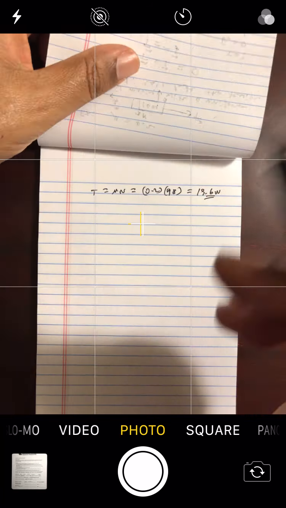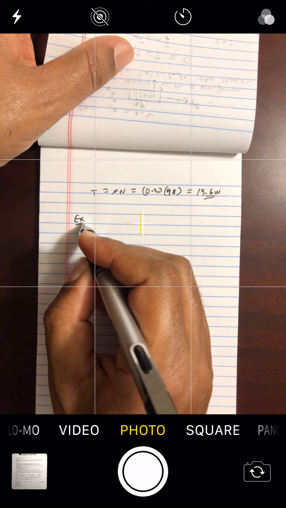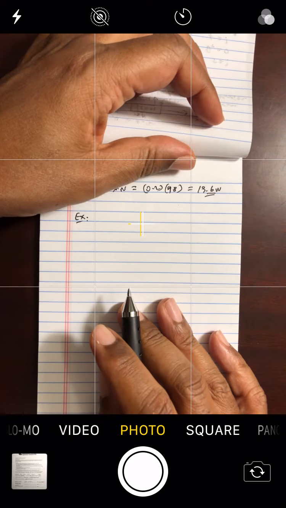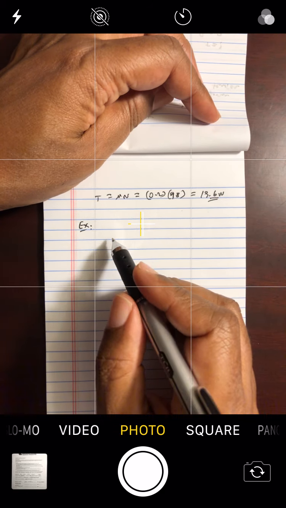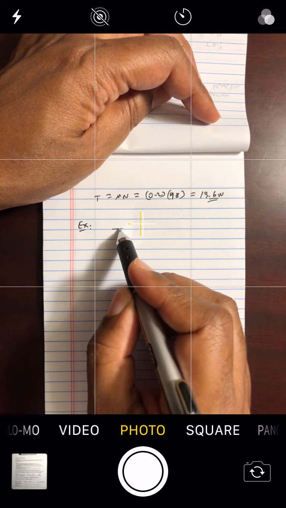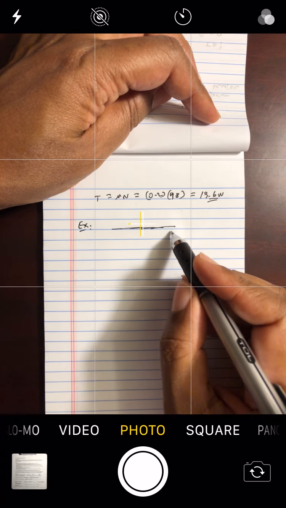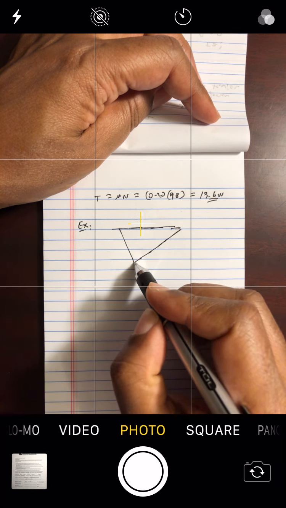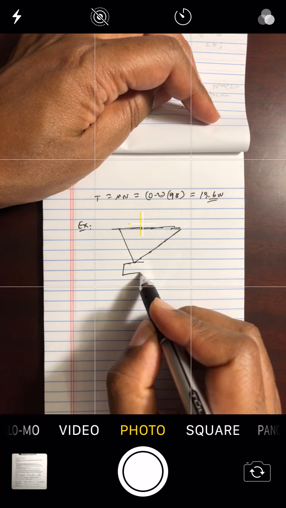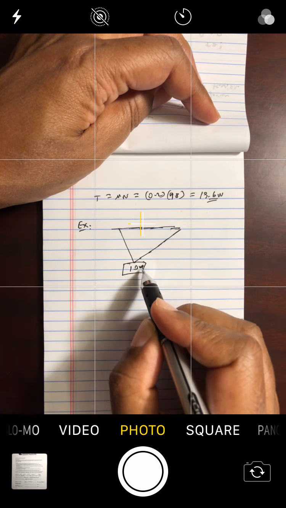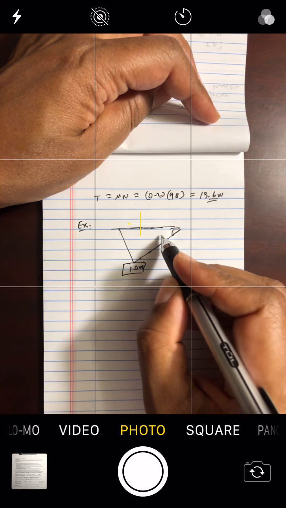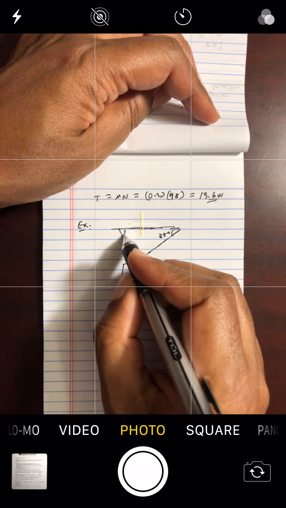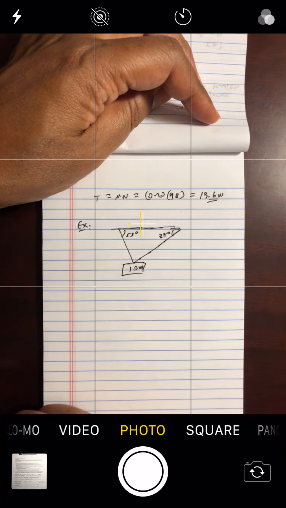All right, another example. Suppose we have this object, let's say once again a 10 kilogram object. It's hanging from these two strings. Let's say 37 degrees, and let's say this is 53 degrees.